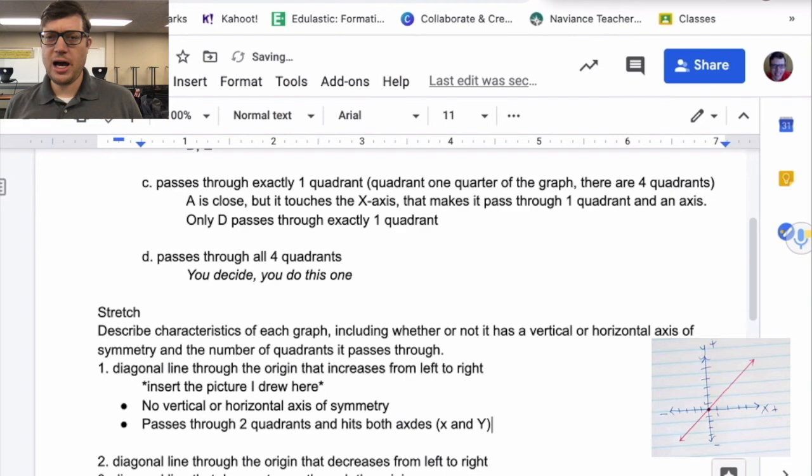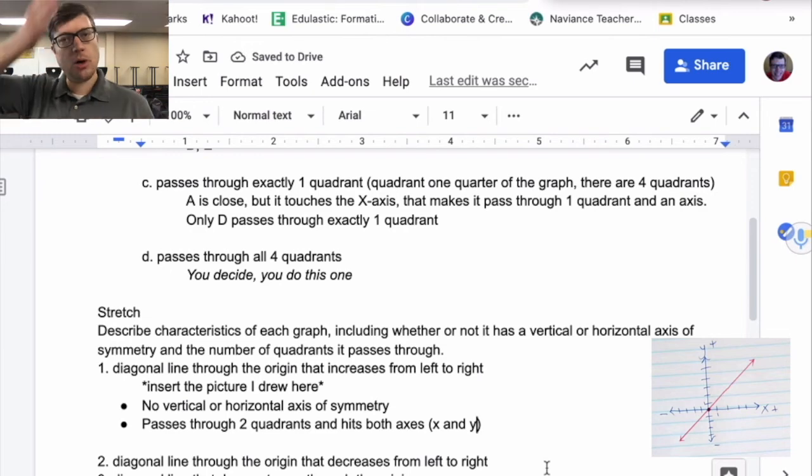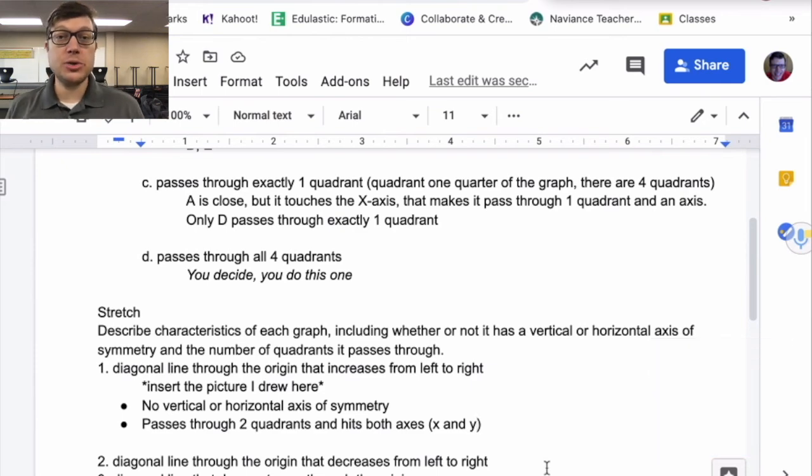Notice that this does not have a horizontal or vertical axis of symmetry, because you can't fold it in half along a y-ish axis. You can't fold it in half along an x-ish axis. And it definitely passes through two quadrants and hits the x-axis and the y-axis. Continue doing that for the remaining problems.